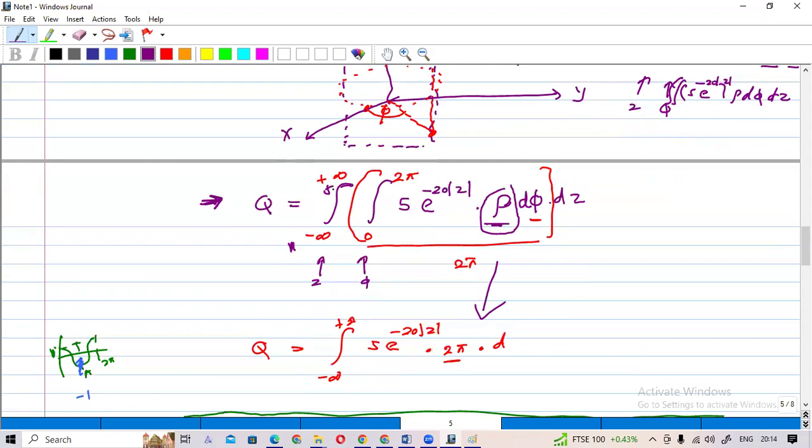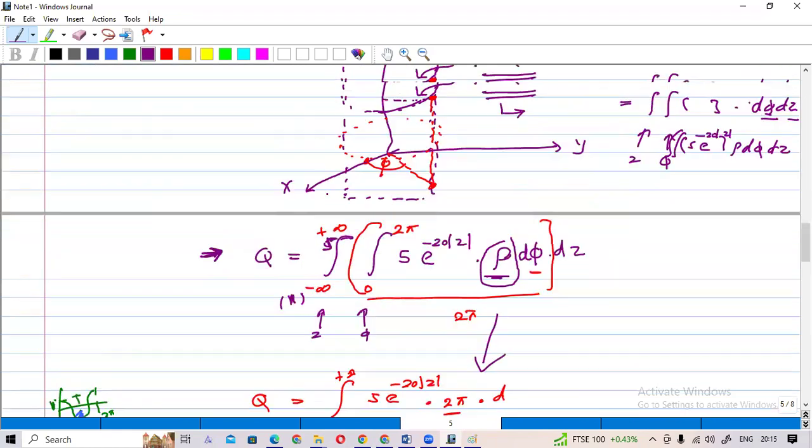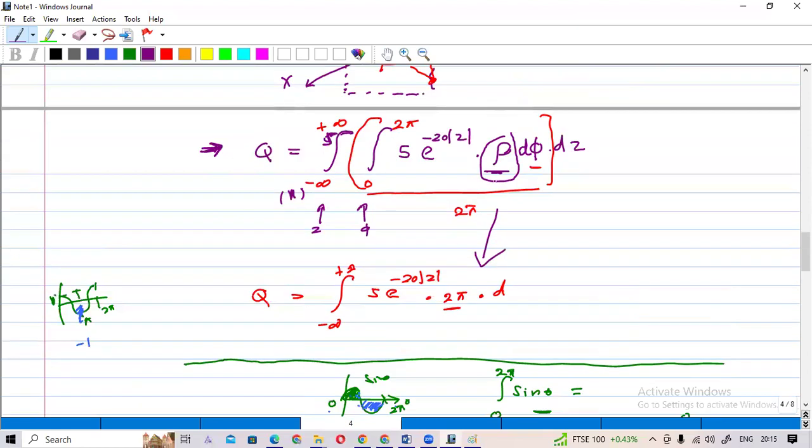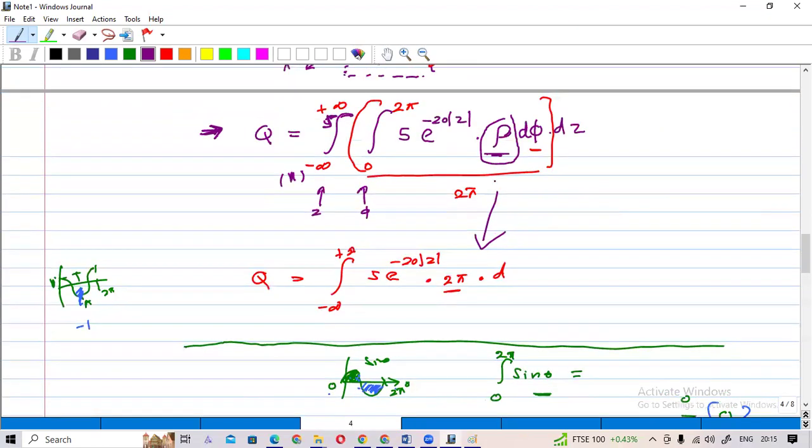Maybe we will have to convert this to meter, because this is given in meter, square meter. So you have to convert all these lengths to meter. So that will be your limit. That means 0.012, 0.05. So that is your limit.